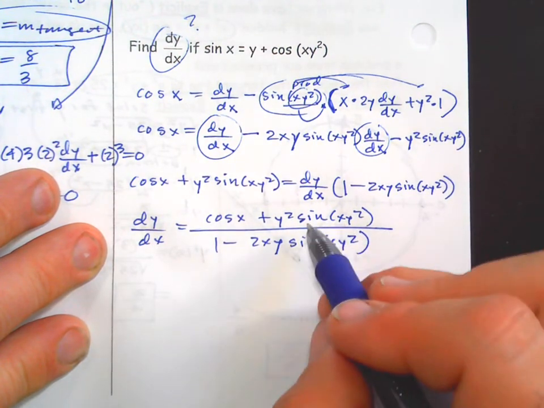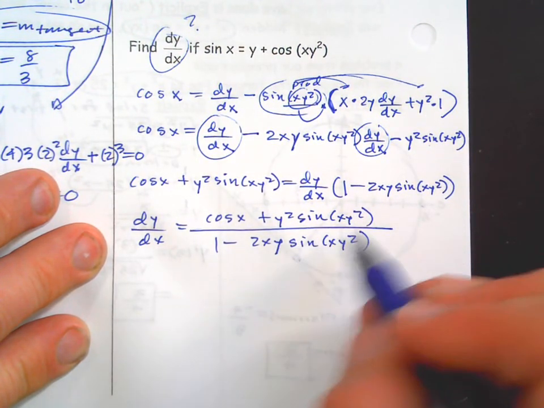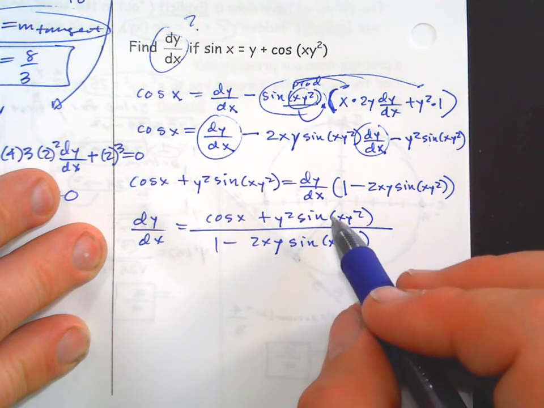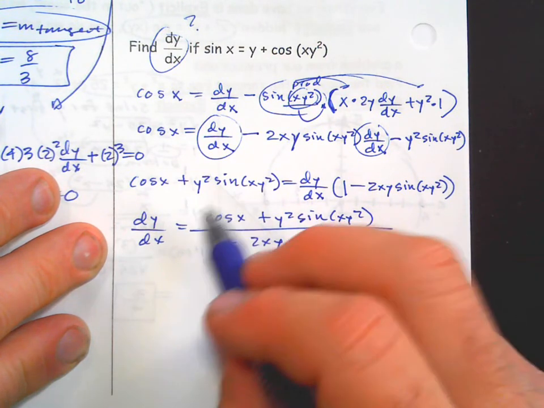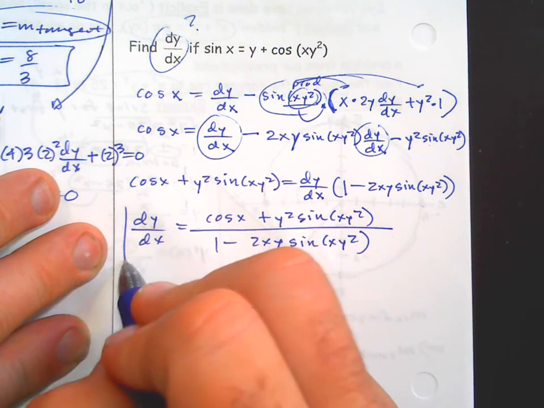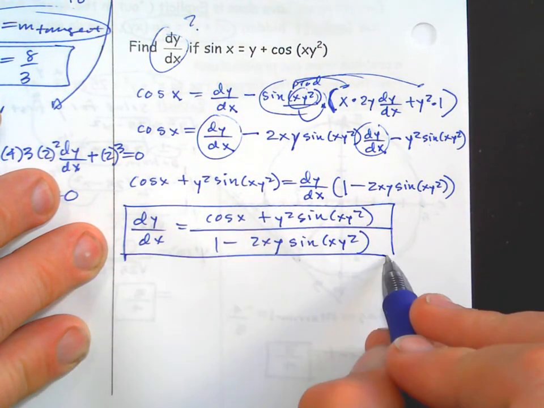Can we like cancel these sine xy squareds? Yeah. No, because you're canceling just individual terms in a fraction. You can't do that. It's got to be something that you divide out of everything on top and everything on the bottom. This is it. This is the best answer.